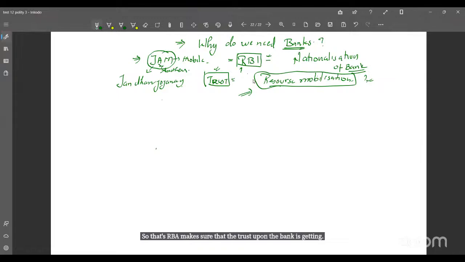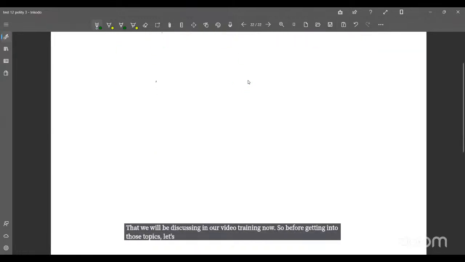How they uphold the trust of the people, sir, if you ask, we will be discussing that in a while. சரிங்களா? So before getting into those topics, let's discuss how the bank works. So what the function of the bank is.